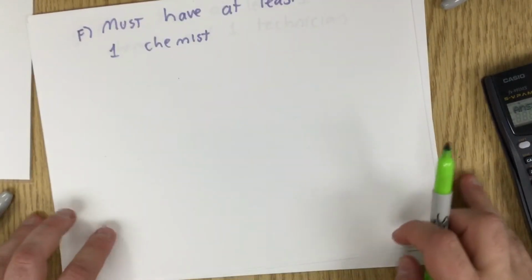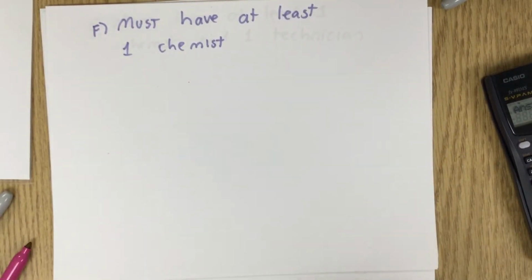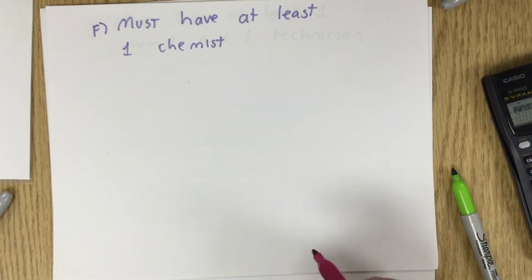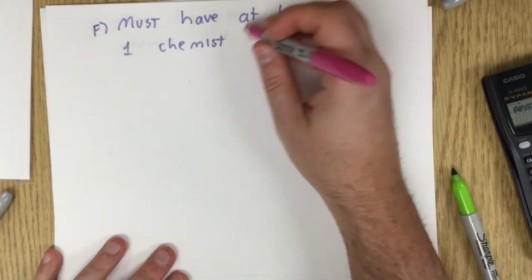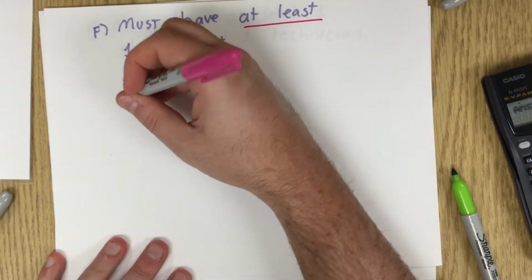So now we have a more interesting one. So now we must have at least one chemist. If we have to have at least one chemist, we're going to do this indirectly. At least is the tricky word here. Whenever you see at least, that's dangerous.